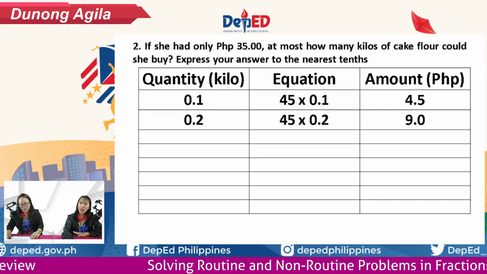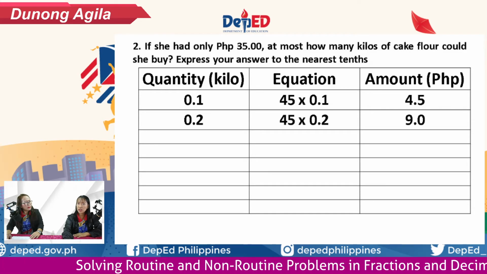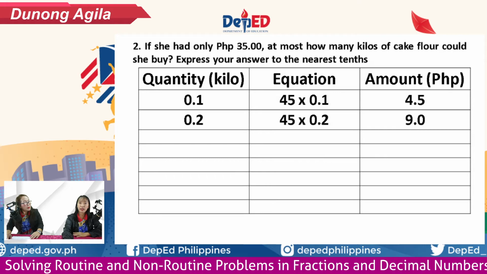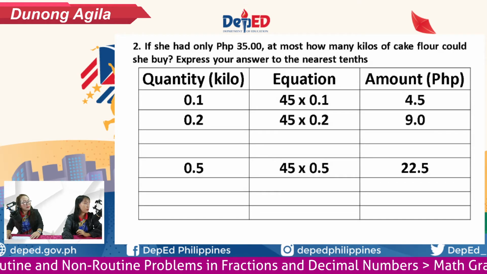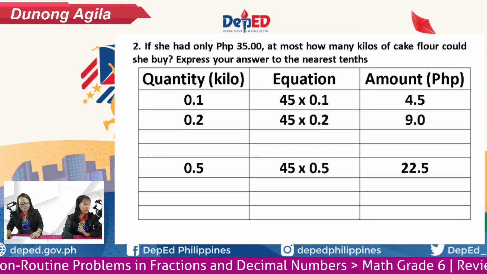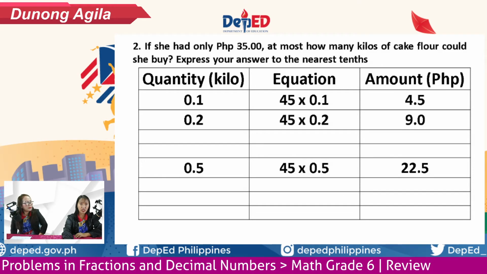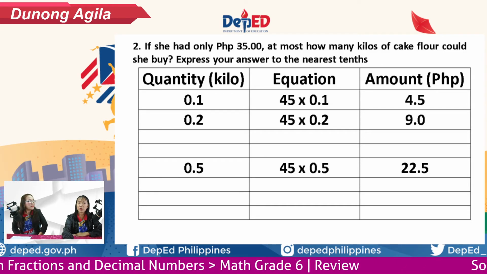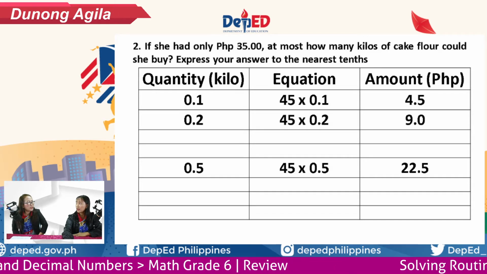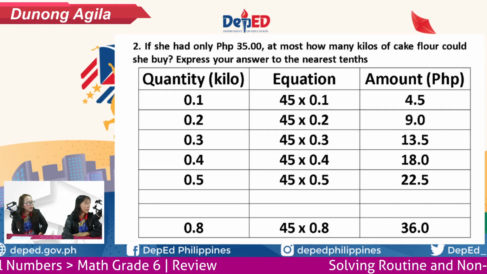So, para malayo pa yung 9 pesos sa 35 pesos, Ma'am Nitz, no? So, i-try daw natin i-multiply ng 0.5 kilograms. Okay, 45 times 0.5 is 22 pesos and 50 centavos. Malayo pa rin siya, Ma'am Nitz, no? So, i-try natin, we'll go straight to 0.8. Yes, try daw natin ng 0.8.